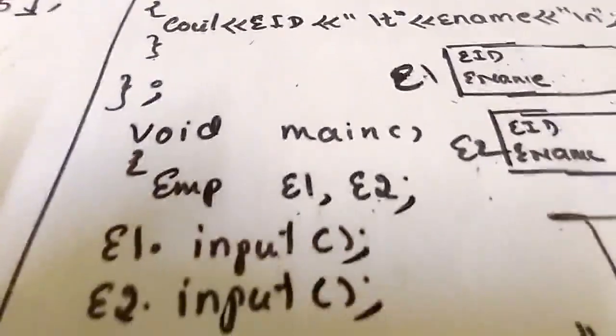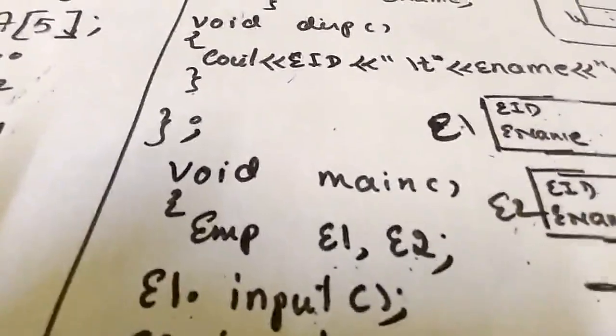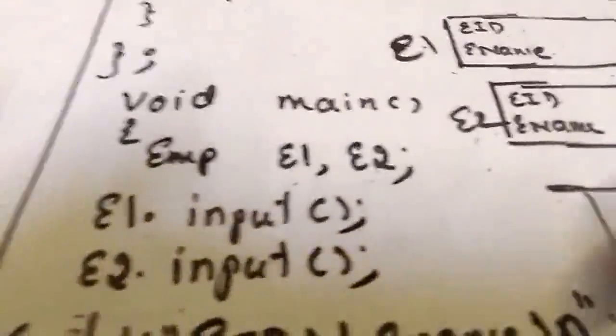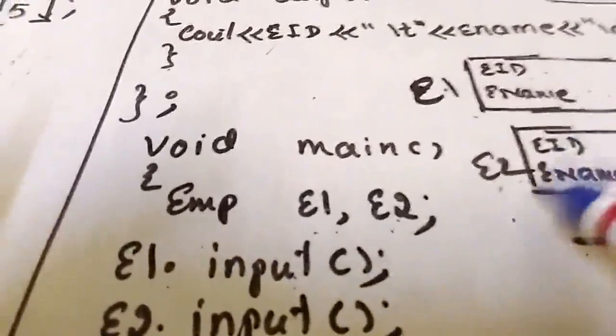Who will call that function? For that object it gives value. E1 dot input. Next I want to input values for E2.